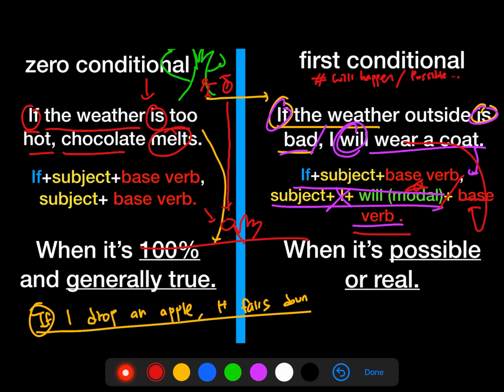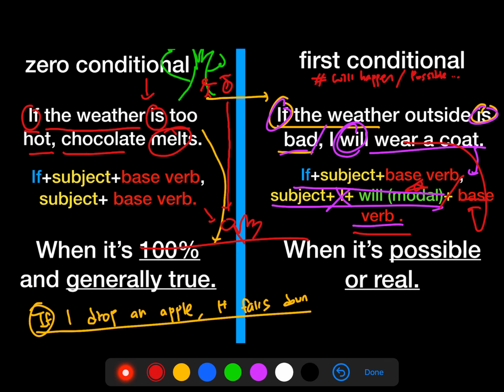One more time, summary. Zero conditional: we use it when we want to talk about something which is 100% and generally true. And then the first conditional: when do we use it? We use the first conditional when we want to talk about future situations which are going to happen, which are possible, which are real.